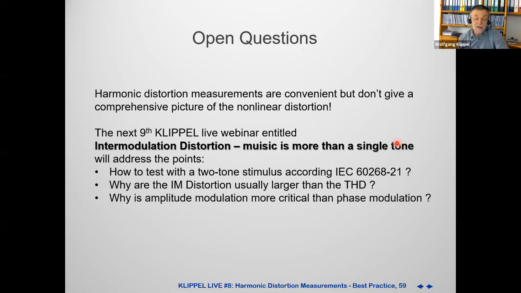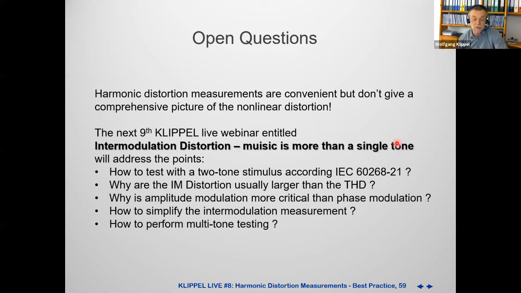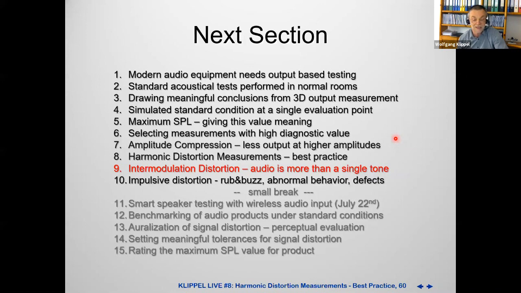Why is the amplitude modulation distortion more critical than the phase modulation? How to simplify the intermodulation measurement? We are speaking about multitone testing and how to interpret the result. So that's the next time.